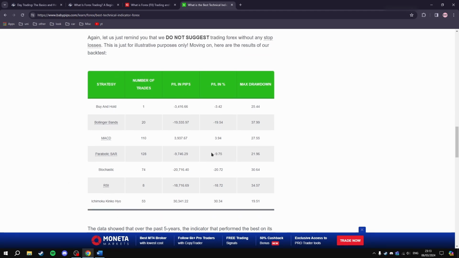So summarizing this, Parabolic SAR has done the most number of trades. Who's made the most profit? Well, the Ichimoku's made the most profit. Who's made the most loss? Just Stochastic made the most loss. Max drawdown, Bollinger Bands got the max drawdown. Well, MACD made profit as well, so that's decent. So out of all of the strategies, when done by themselves, only the Ichimoku Kinko Hyo and the MACD made profits. Everyone else just lost.